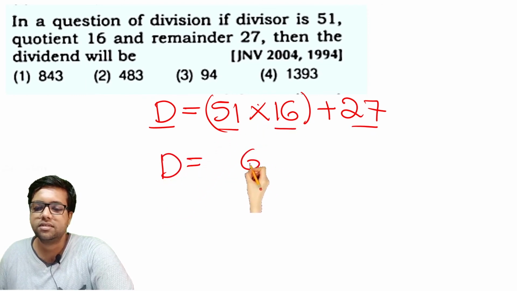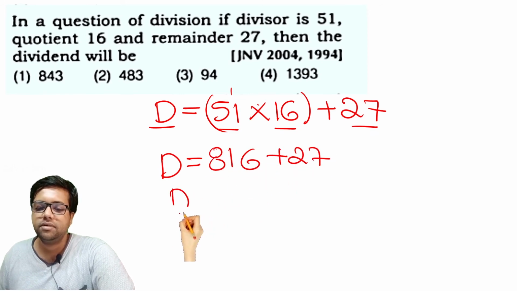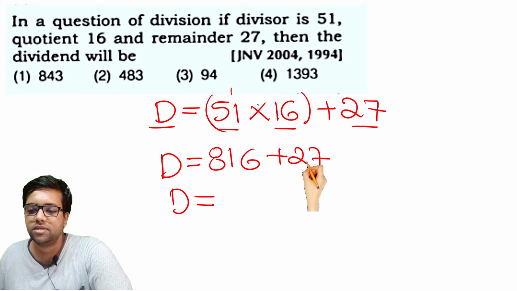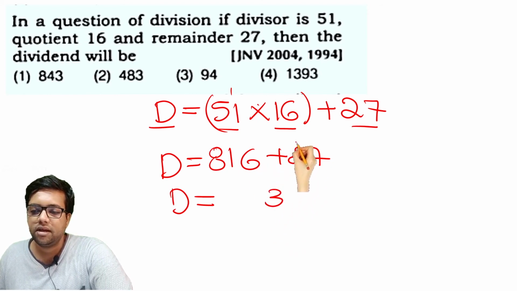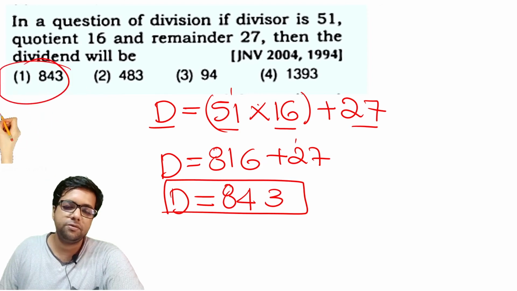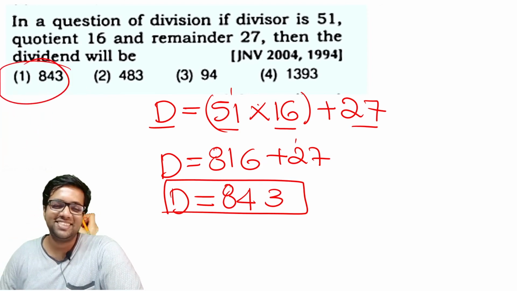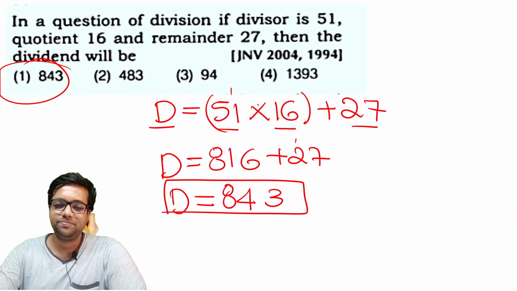16 1s is 16, 6 carry over 1, 16 5s is 80, 80 plus 1 is 81, plus 27, add them. 6 plus 7 is 13, 1 carry over, 1 plus 1 is 2, 2 plus 1 is 4, 8 as it is. 843 is the dividend. Therefore, option 1 is your right answer. Let us move on to our next question.